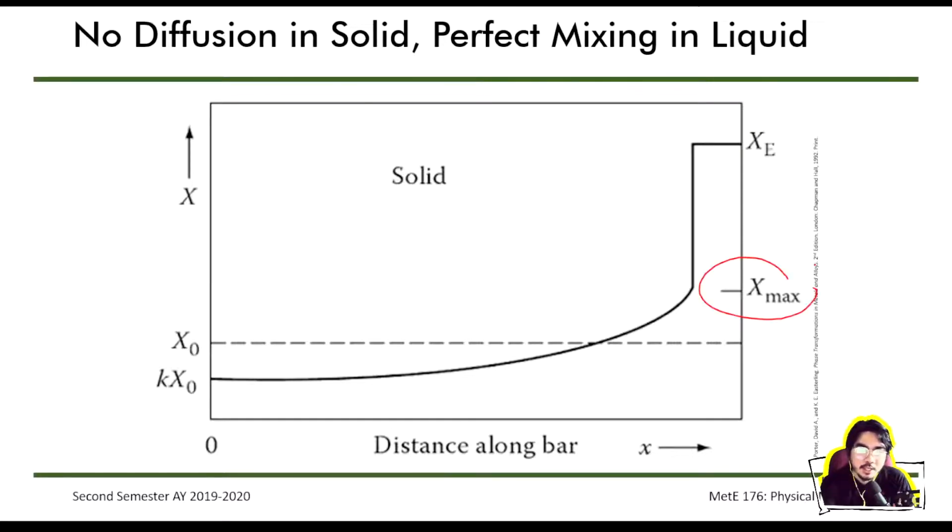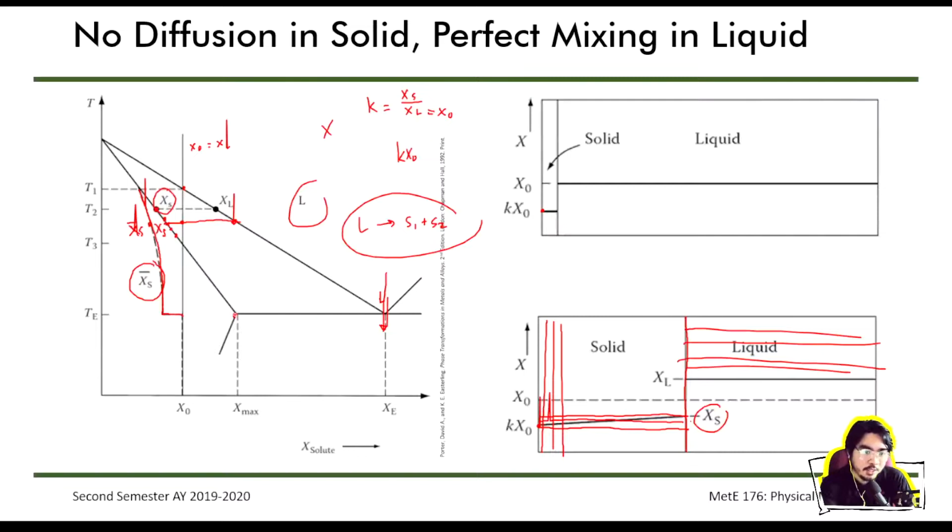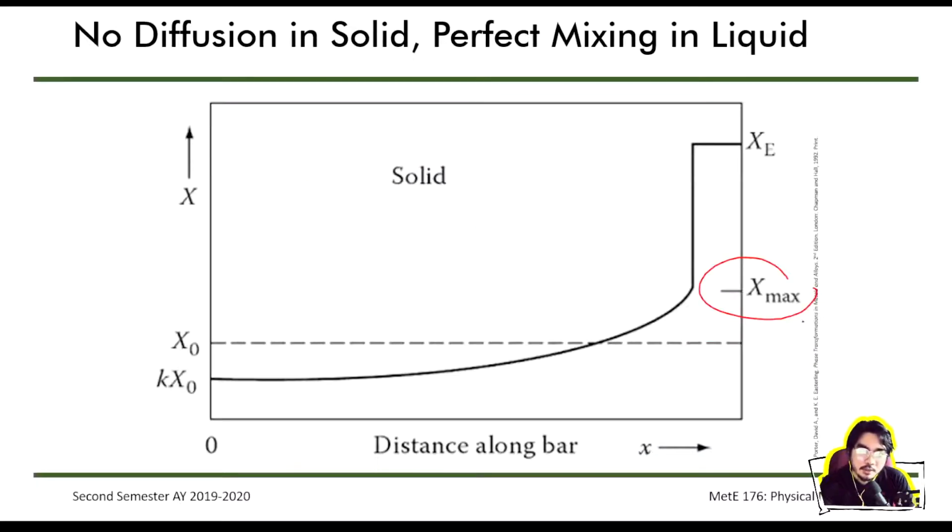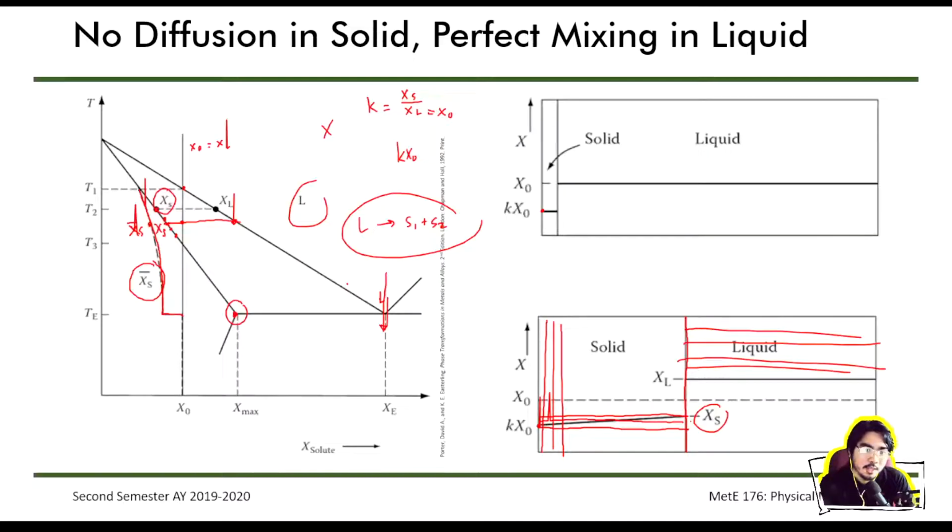And X max is this point right here. This is your X max. This is the maximum solute that we can contain in a single phase solid. And after X max, it suddenly spikes. The composition spikes up to XE, where XE is the eutectic composition. So when it spikes and reaches this point, our liquid composition is at the eutectic composition, and therefore eutectic transformation occurs.